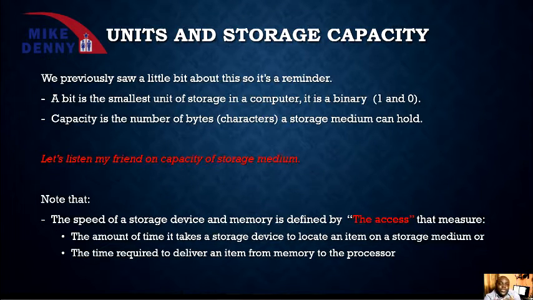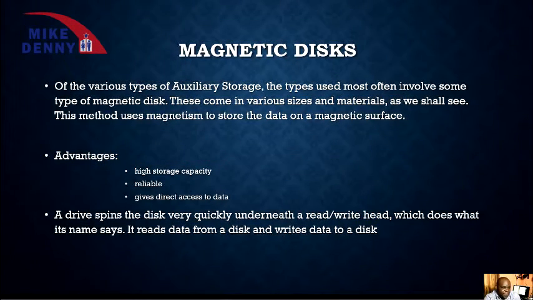So this lesson is going to give you information about how to choose your storage devices according to your needs, and it's very, very important. So let's move on. We are going to talk about the different types of storage devices, like the magnetic disk. And it's very interesting because of the various types of auxiliary storage. This type is used most often, involving the magnetic disk.